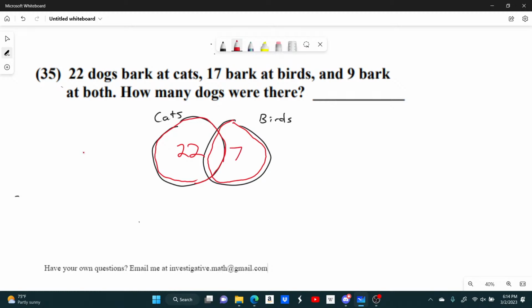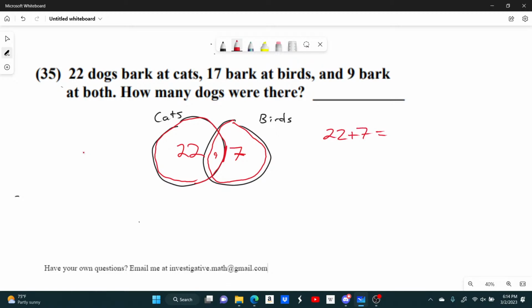So this entire thing is 17, right? And then 9 bark at both. So just in this little section, that's 9. So we want to find out how many total there are. Well, let's start off, we're going to overcount a little bit, but let's just say that the total number of dogs is just 22 plus 7.